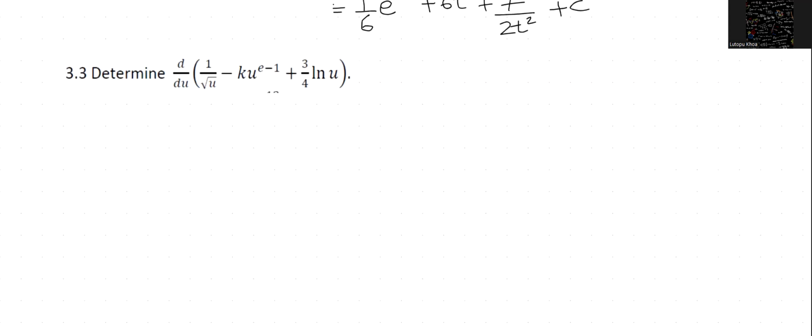3.3, determine the derivative of this. So before I differentiate, I want to rewrite it. So I'm looking for d du of this. You can write as u to the power of minus a half minus k u e to the power of minus 1, and then plus 3 over 4 ln of u.